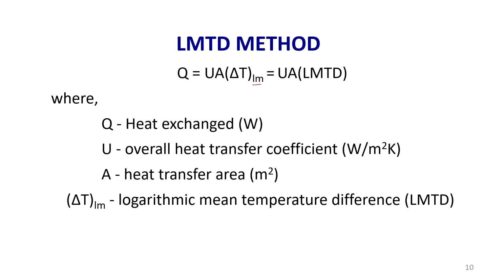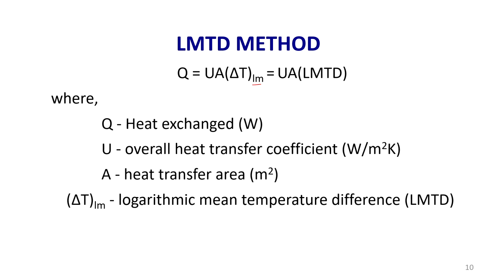If you compare U with h, h is also a heat transfer coefficient, U is also a heat transfer coefficient, but h is only the heat transfer coefficient due to convection. Here, suppose we do not neglect conduction, conduction is also there. 1 by U is equal to the resistance due to convection, if radiation effects are negligible, it is the summation of convection and conduction resistance.